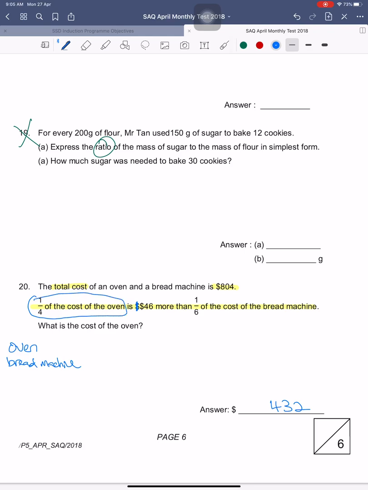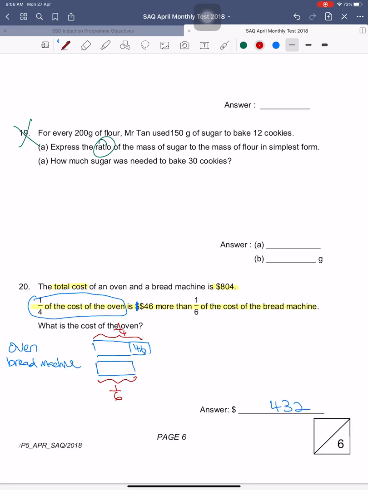Okay, 1/4. That means I draw, let's say, this is my 1/4. Okay, this is my 1/4. If you compare with 1/6, this is my 1/6. This is actually $46 more. Meaning this will be my 1/4, and this will be my 1/6. Okay, now before you go on, you need to understand this part. So 1/4 of the oven is actually $46 more than 1/6 of the cost of the bread machine.